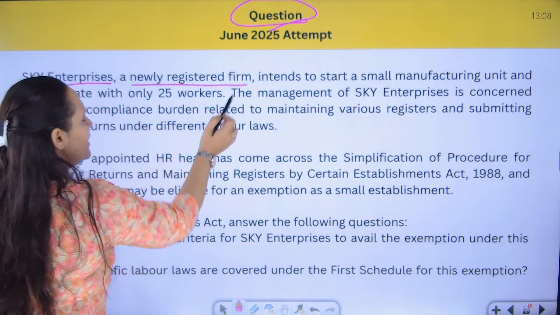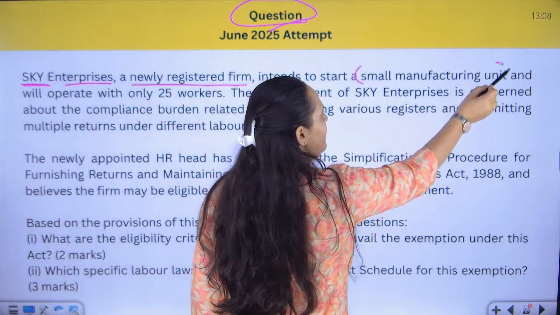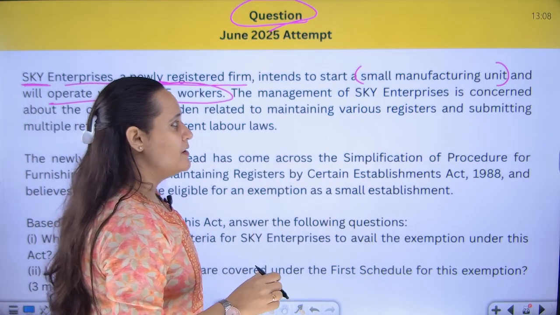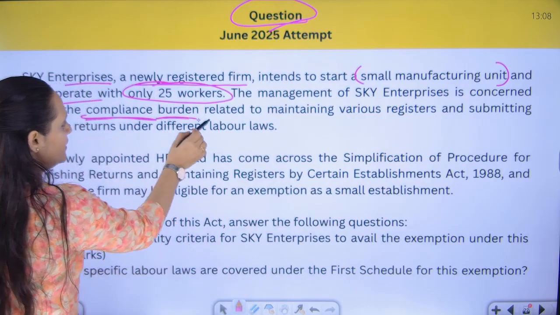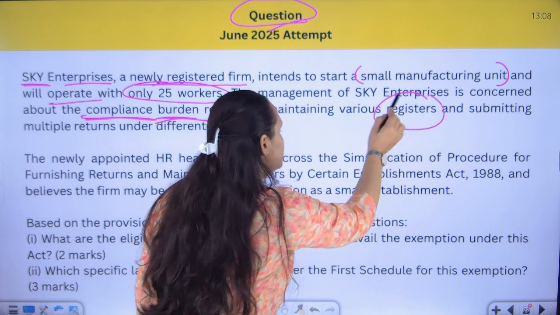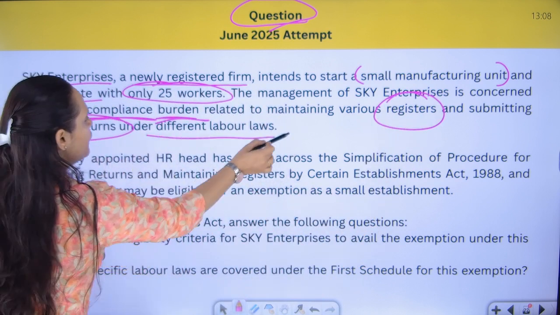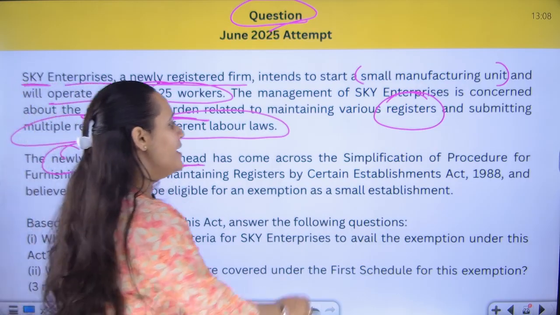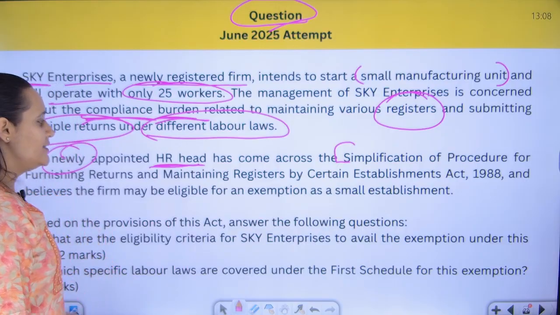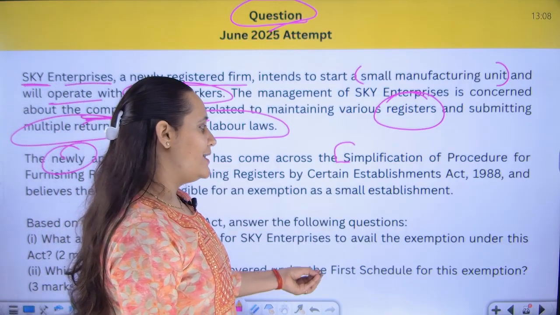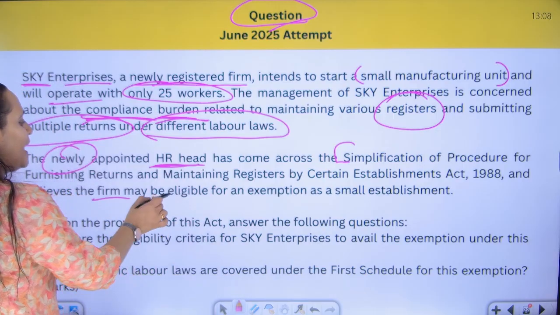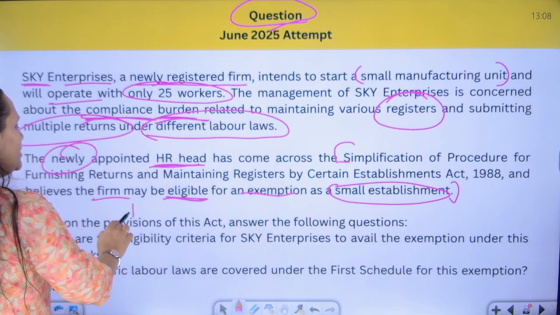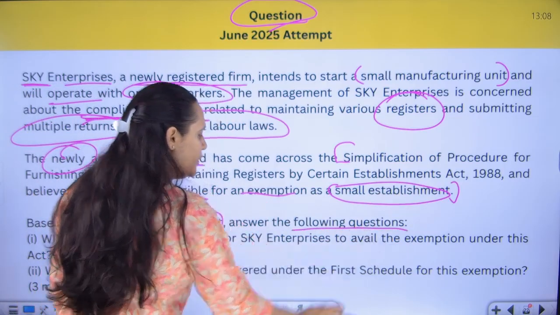Sky Enterprise is a newly registered firm and it intends to start a small manufacturing unit and will operate only with 25 workmen. The management of Sky Enterprise is now concerned about the compliance burden relating to maintaining a lot of registers and submitting the multiple returns under different labor law provisions. The newly appointed HR head has come across the enactment, that is simplification of procedure for furnishing returns and maintaining register by certain Establishments Act 1988, and believes the firm may be eligible for claiming an exemption as a small establishment under that particular act. Based on the provisions of this enactment, answer the following questions.